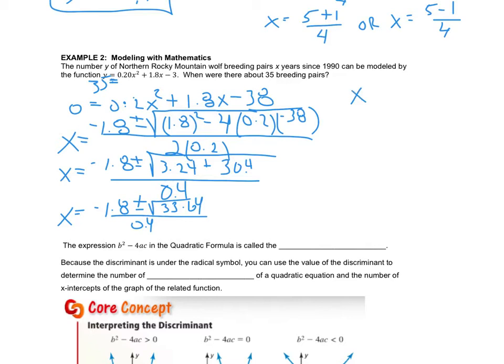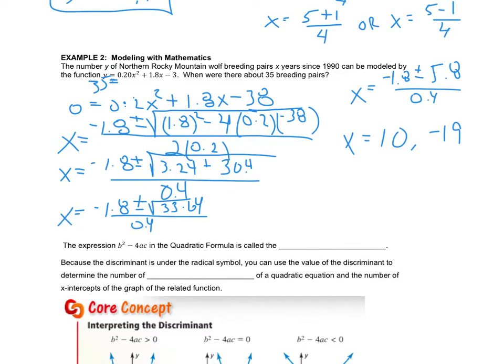So then I go a little bit further. I can take the square root of 33.64. I get negative 1.8 plus or minus about 5.8 over 0.4. Here's where I have two solutions. The first one, I do negative 1.8 plus 5.8, divide by 0.4, and I'm going to get 10. The second one, I do negative 1.8 minus 5.8, divide by 0.4, and I get approximately negative 19.